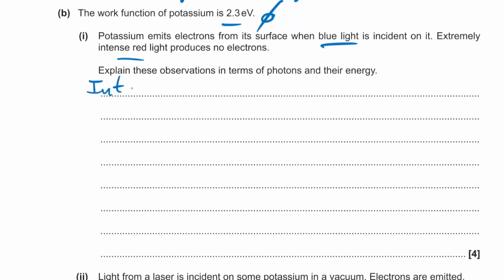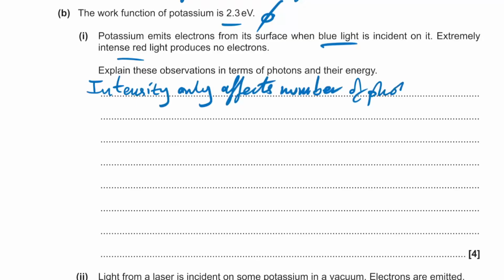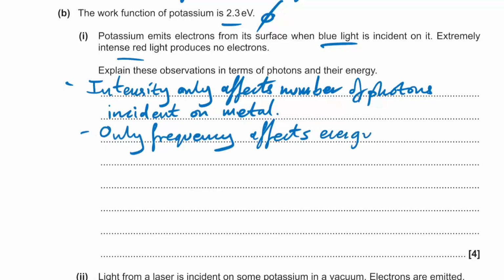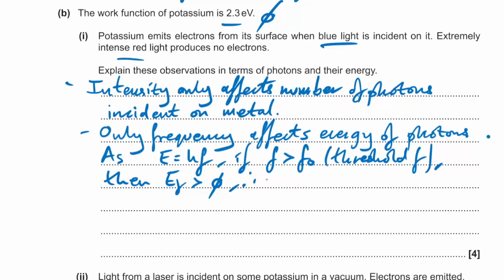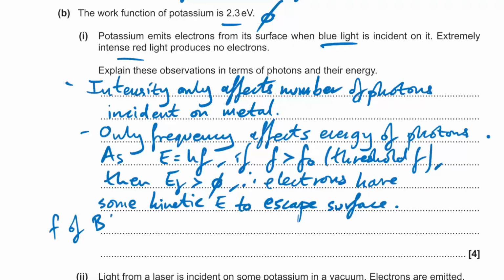First thing we're going to say is that intensity only affects the number of photons incident on the metal. Only frequency affects the energy of the photons. Let's state the equation as E equals hf. If f is greater than the threshold frequency, then the energy of the photon is greater than the work function. Therefore, electrons have some kinetic energy to escape the surface. The frequency of blue light is greater than the threshold frequency.